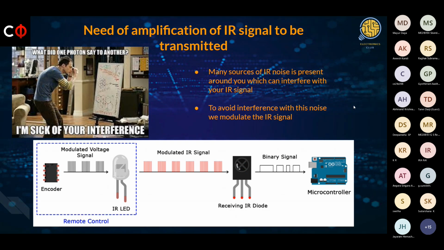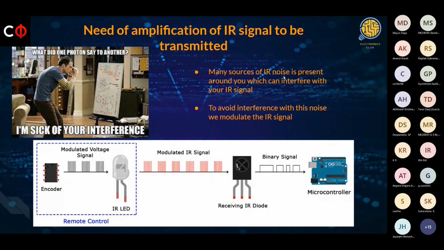Now actually there is much noise in the environment, like the sunlight. Any object also emits radiation, like by Kirchhoff's law. So there are many sources of IR radiation around you. If you are sending your IR signal in such an environment, it may interfere with the signal you send with the remote, and your device may not get the IR signal you want to send.